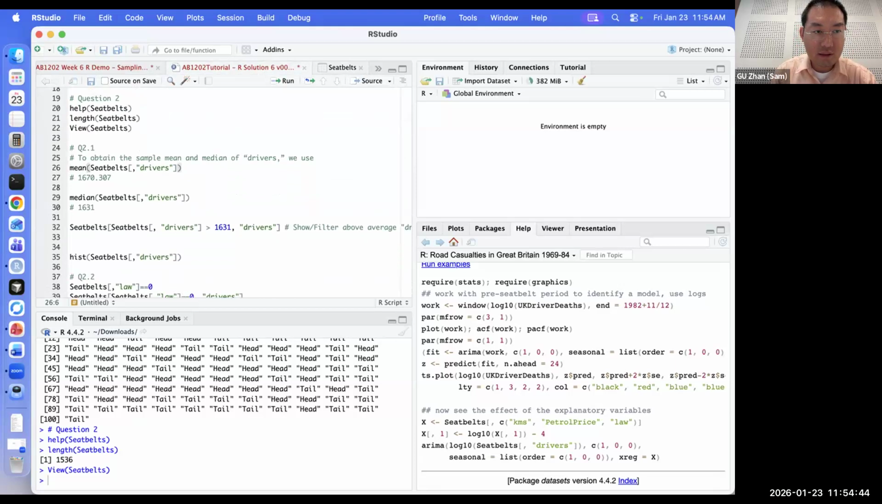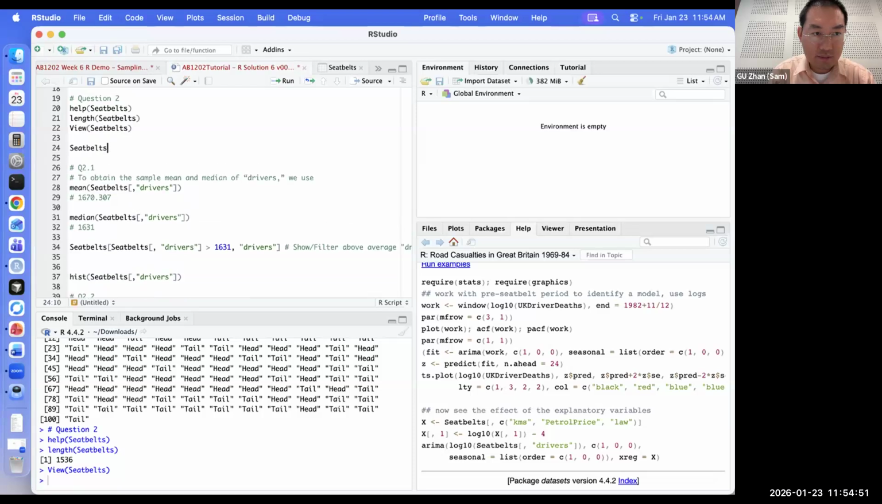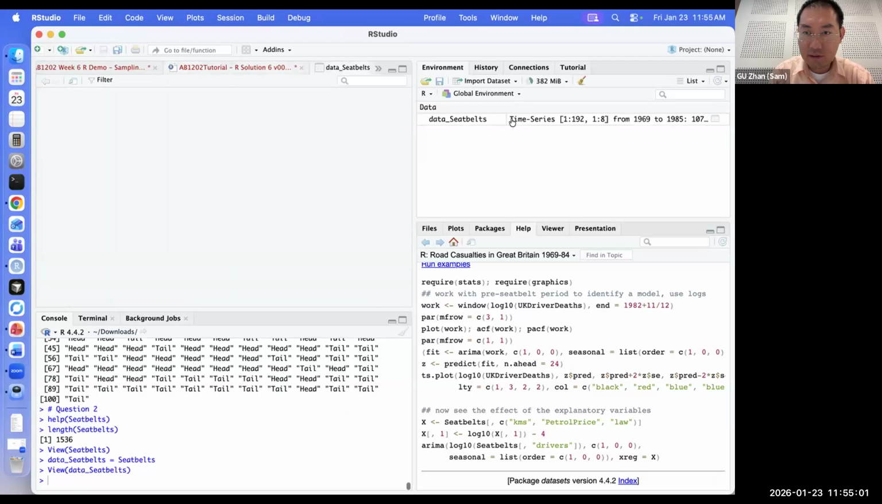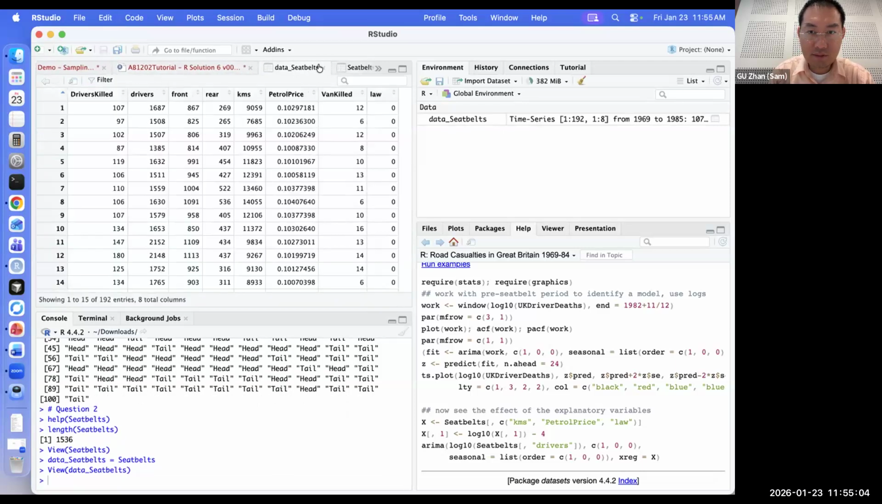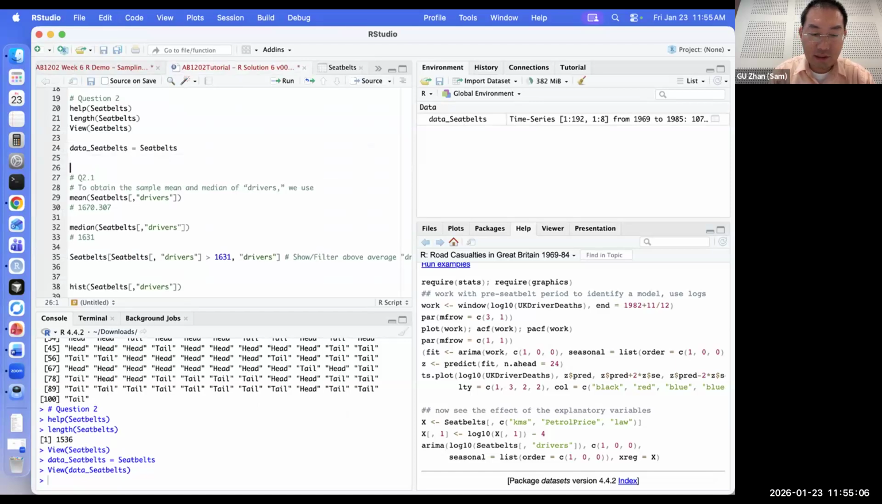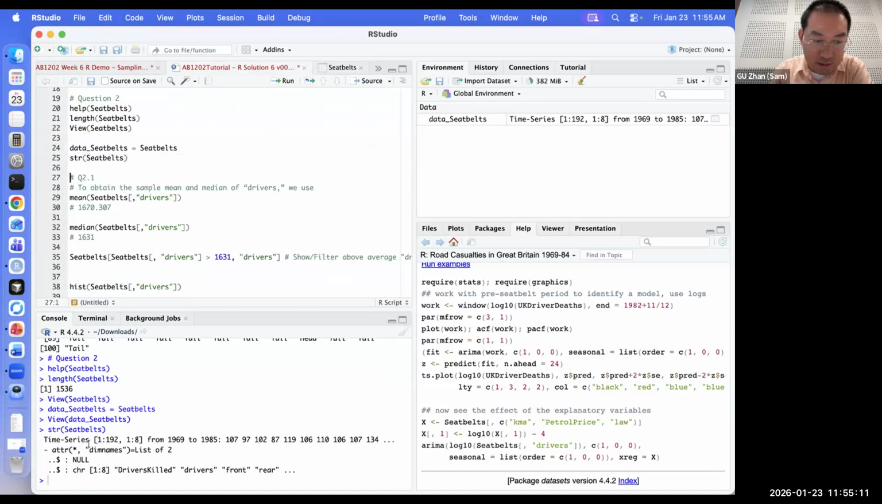So we need to find seatbelts. We assign it to a data object, seatbelts, and just have a look. It's called a time series. You can type str, structure, to have a look at seatbelts. It is a time series with 192 observations and 8 columns, from this year to this year.